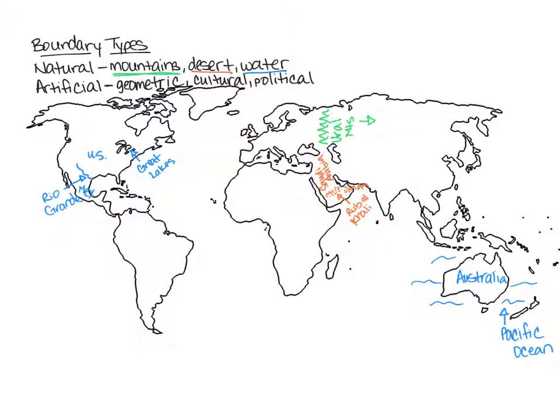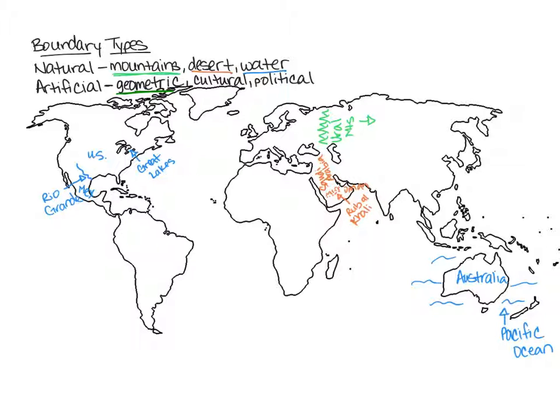All right, now let's talk artificial. Okay, so this is where things sometimes get a little tricky. So for geometric, I'll do that in this darker green here. It doesn't matter what color you use. All right, so geometric boundaries are lines. They're straight lines. And these are the ones that cause all the drama.